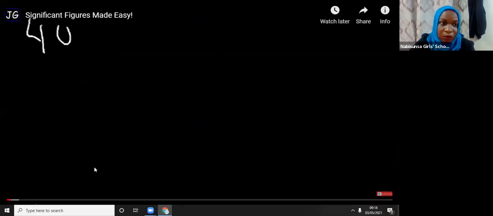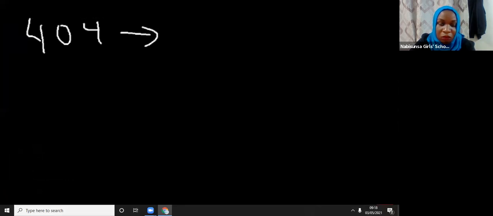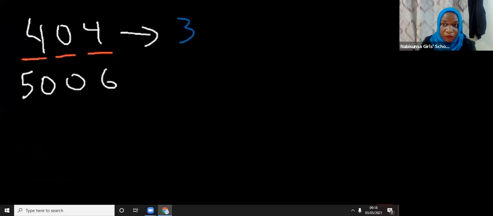What about this one? 404. How many significant figures does this number have? Now, in between zeros, zeros that are in between non-zero numbers are always counted as significant. So therefore, all three of these numbers are significant. So it has three sig figs. So what about 5,006? And this has four significant figures.